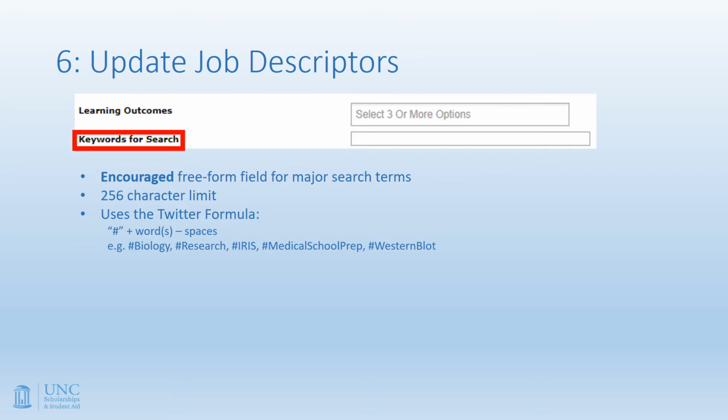Instead, we asked JobX to create a new position, and we will be utilizing the Twitter formula. In other words, you as supervisors can describe the position using a hashtag and then a word or words minus spaces that students might search for in order to find your position. There's no limit to the number of keywords that you can utilize, but we do ask that each starts with a hashtag and that you think through what items students will be most interested in concerning your position.